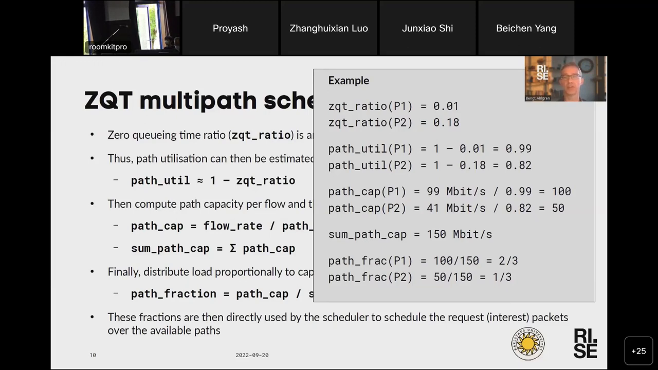And the path fractions then become 100 over 150, that is 2/3 on path 1, and 50 over 150, that is 1/3 on path 2. So then the scheduler simply distributes the traffic according to these fractions over these two paths.